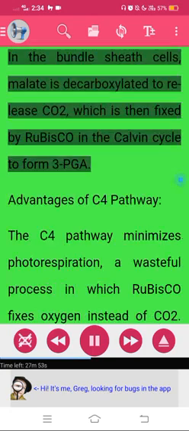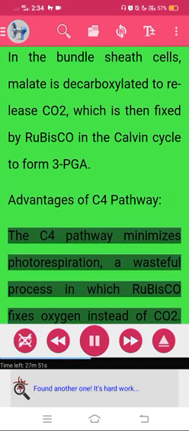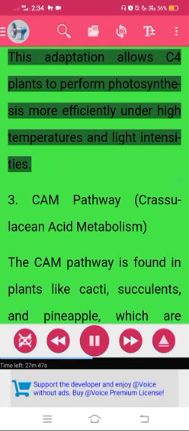CO2 release and fixation by Rubisco. In the bundle sheath cells, malate is decarboxylated to release CO2, which is then fixed by Rubisco in the Calvin cycle to form 3-PGA. Advantages of C4 pathway. The C4 pathway minimizes photorespiration, a wasteful process in which Rubisco fixes oxygen instead of CO2. This adaptation allows C4 plants to perform photosynthesis more efficiently under high temperatures and light intensities.